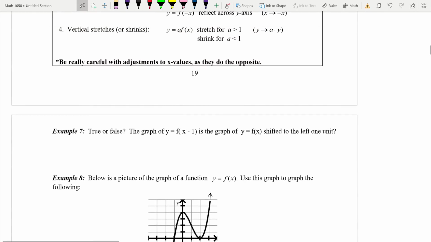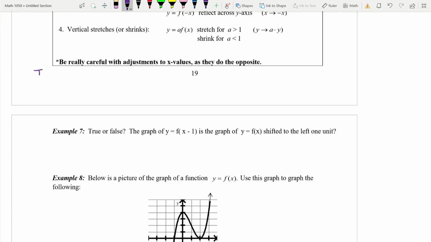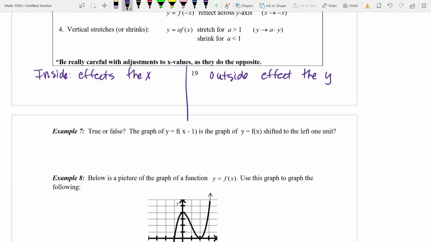Somewhere around that box right there on page 19, I want you to write this down. Okay, I want you to write inside. If it's on the inside, it affects the x. Then maybe draw a line like that. If it's on the outside, it affects the y. Over on x, I want you to say the x lies. Okay?